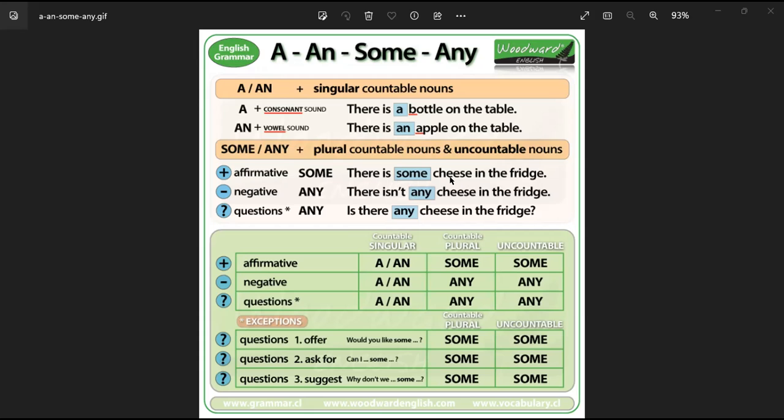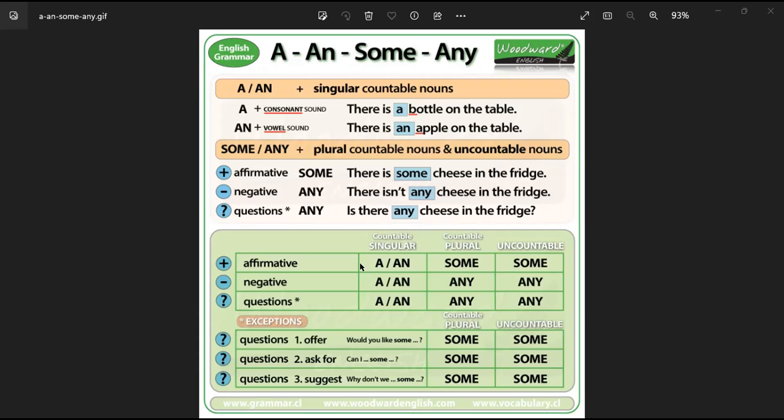Uncountable, okay. But notice that you can use some with a countable noun too. Entonces también podría ser un sustantivo countable. But in here you have an uncountable example. Negative, any: there isn't any cheese in the fridge. So it means none, right? Significa cero cantidad. No hay nada de queso en la refri. In the question form, you use any. Is there any cheese in the fridge?